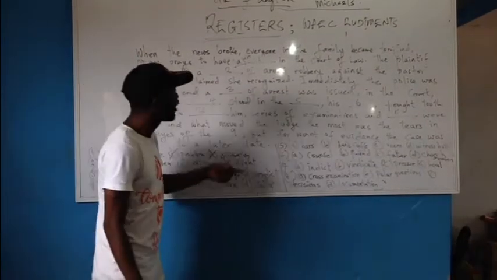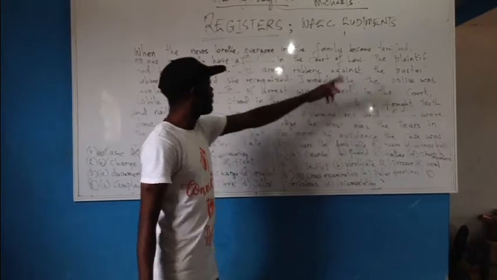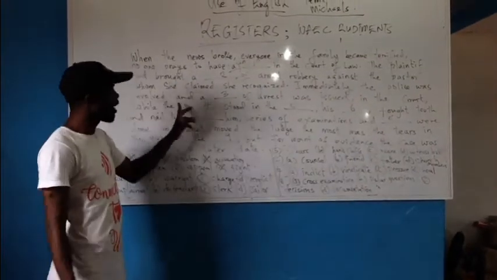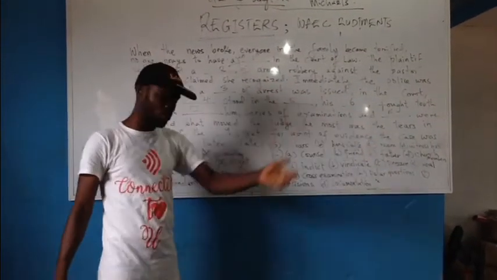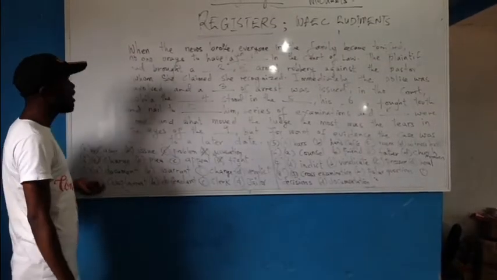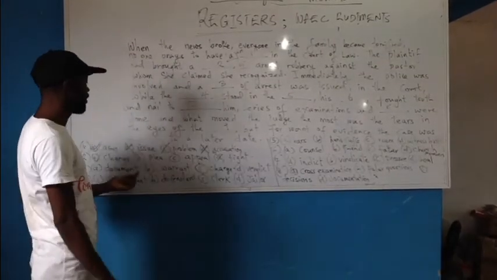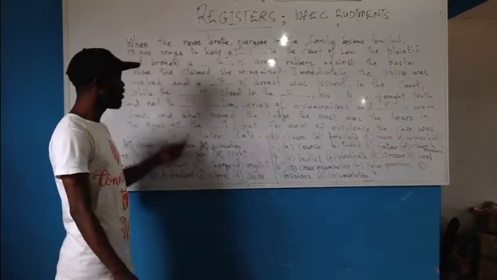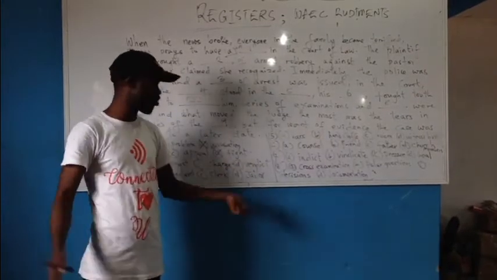Number 3. Immediately the police was involved and a dash of arrest was issued. Look at this. A, is it a document of arrest? Is it a warrant of arrest? Is it a charge of arrest? Is it a verdict of arrest?